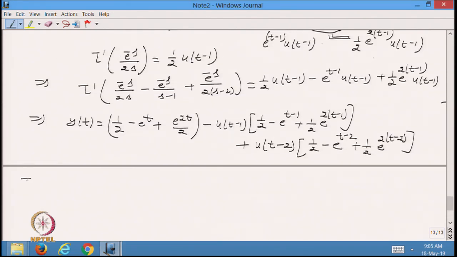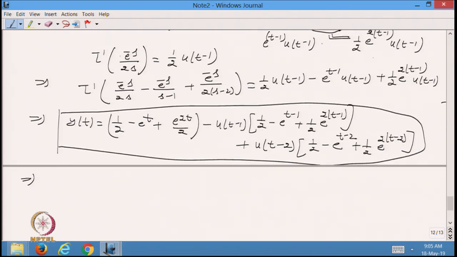So, from here, this one. That is my ultimate solution of the given differential equation when the right hand side function was the piecewise function. So, from here I can say that my solution y(t) I can write in the piecewise form. So, this will be equal to half minus e^t plus e^(2t) by 2 when t is less than 1, because this factor will be in that case.